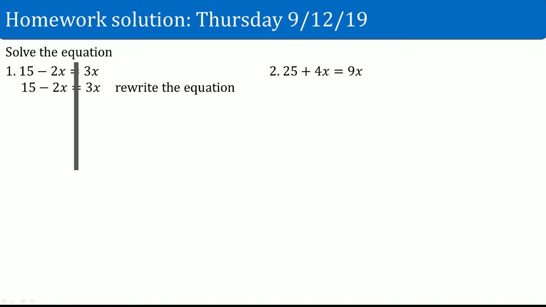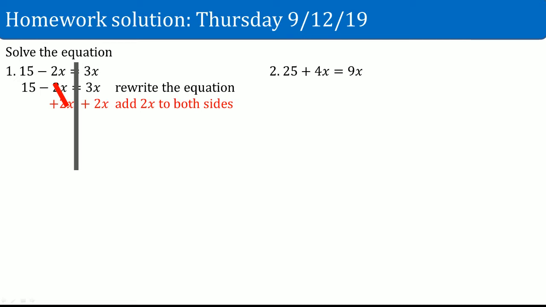What is the opposite or the inverse of subtract 2x? It would be add 2x. Why do you add 2x? Because watch, it should cancel out. That is the reason why you add 2x. When you do the inverse or the opposite, things cancel out. Okay? In this case, negative 2x plus 2x becomes 0. That's how things cancel out.